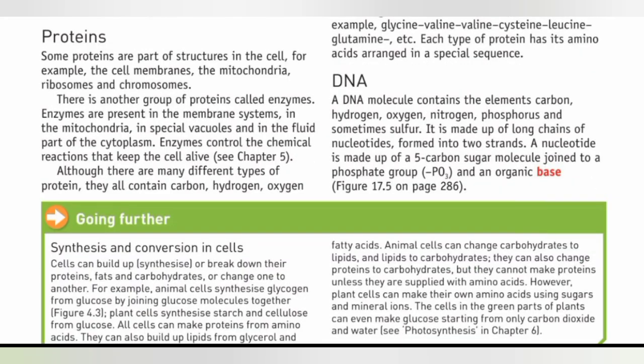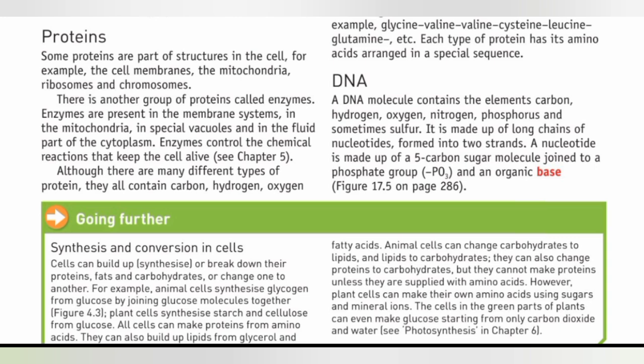Proteins are large and complex biological molecules that are essential for the structure and the functioning of the cell. Many important structures inside the cells contain proteins, such as cell membranes, mitochondria, ribosomes, and chromosomes. Because of this, proteins are involved in many activities that keep the cell alive.